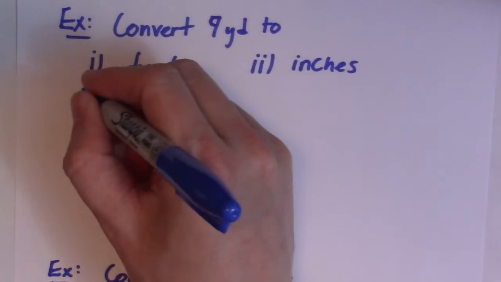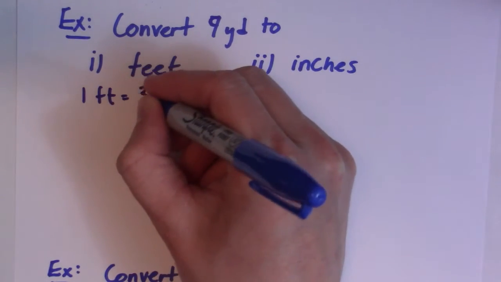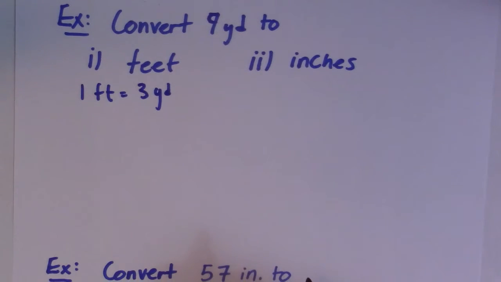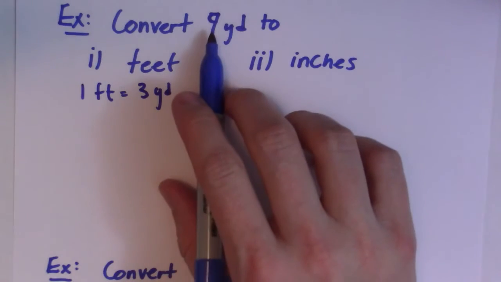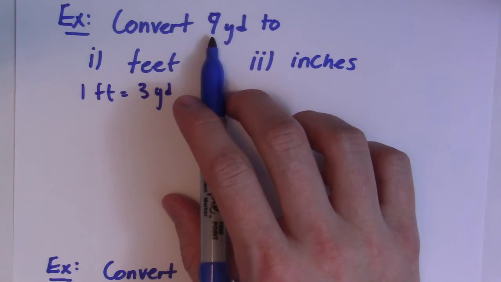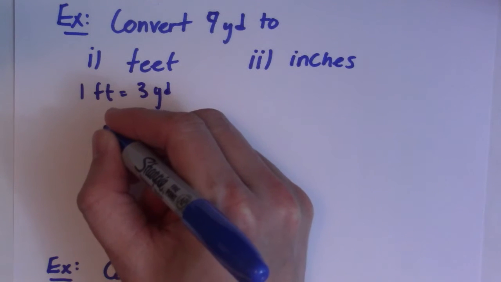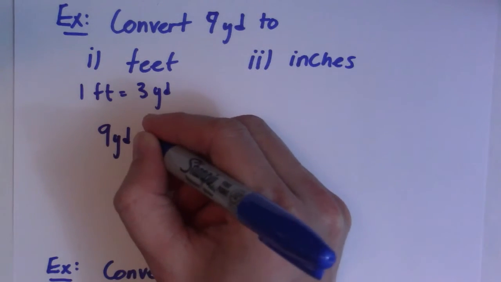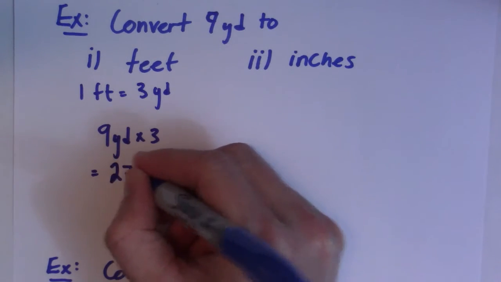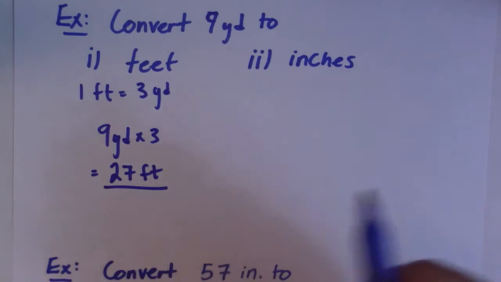Well, I know that 1 yard is equal to 3 feet. If I want to change that to feet, all I really have to do is multiply by 3. So I would take my 9 yards, multiply it by 3, and that gives me 27 feet. And there it is. Simple as that.